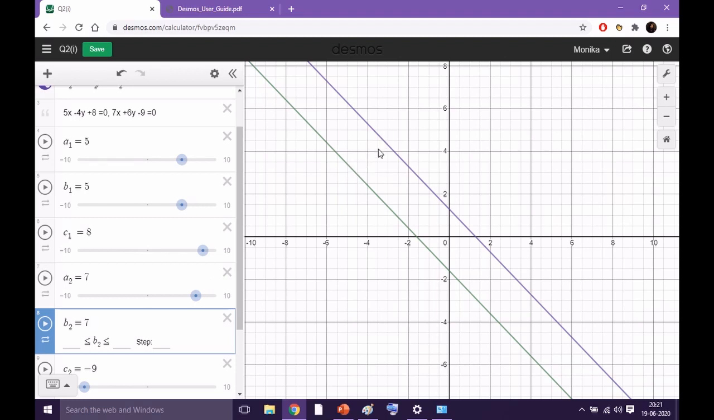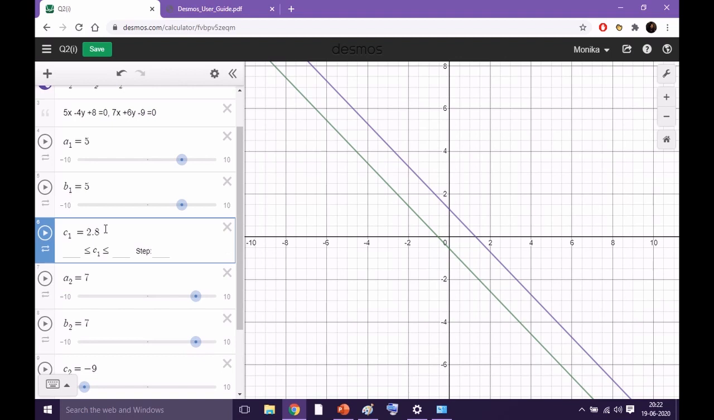In that case you will get that the lines are parallel. If the lines are parallel, it means there is no point that will satisfy both the equations. So what will you say? You will say parallel lines, no solution. And I have told you, if there is a solution, you will say the system is consistent, but here there is no solution, so you will say the system is not consistent. Clear?